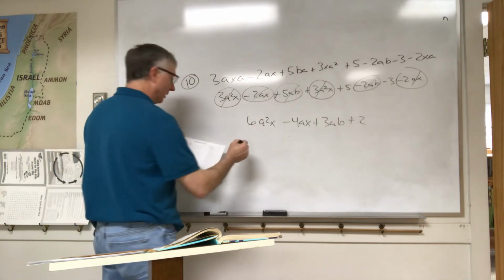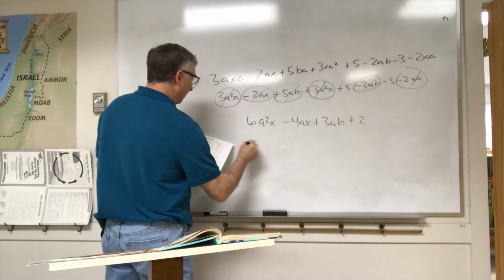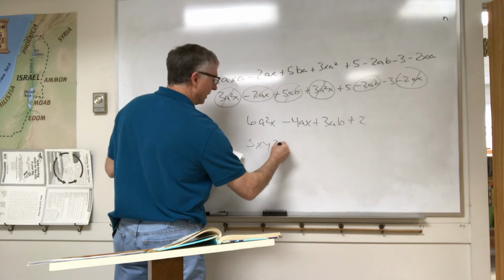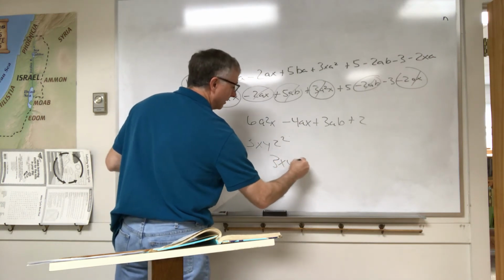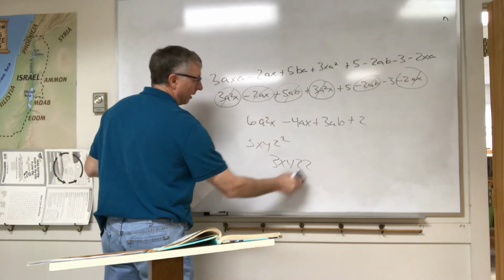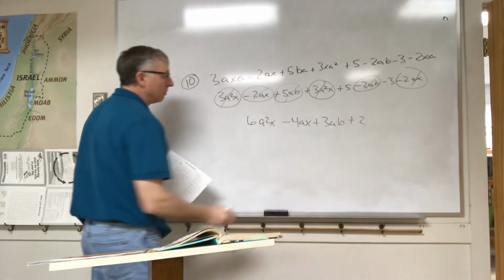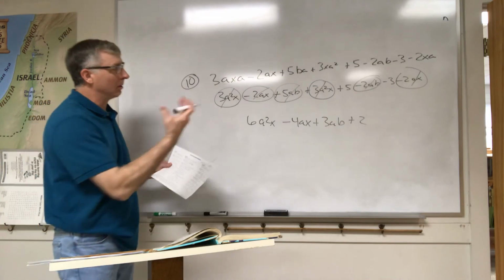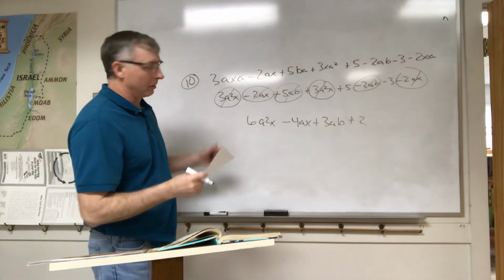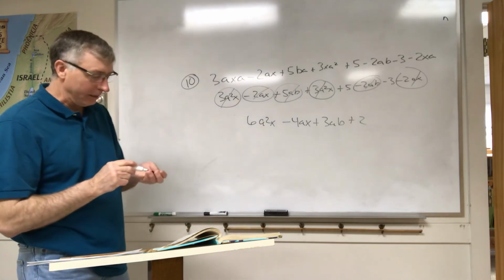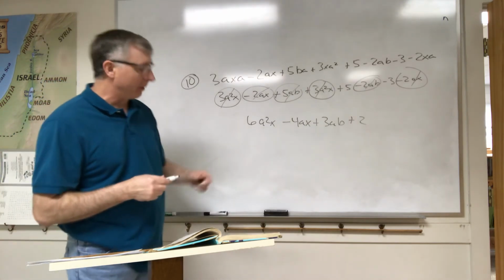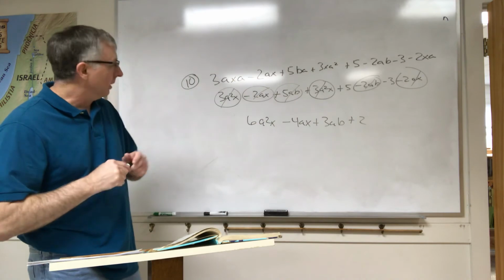Instead of, for example, 3xyz squared, you'll write it as 3xyzz. Now, you want to keep your exponents. You want to keep your letters together. Doing otherwise is actually making it more complicated. And so this would be your answer for number 10.